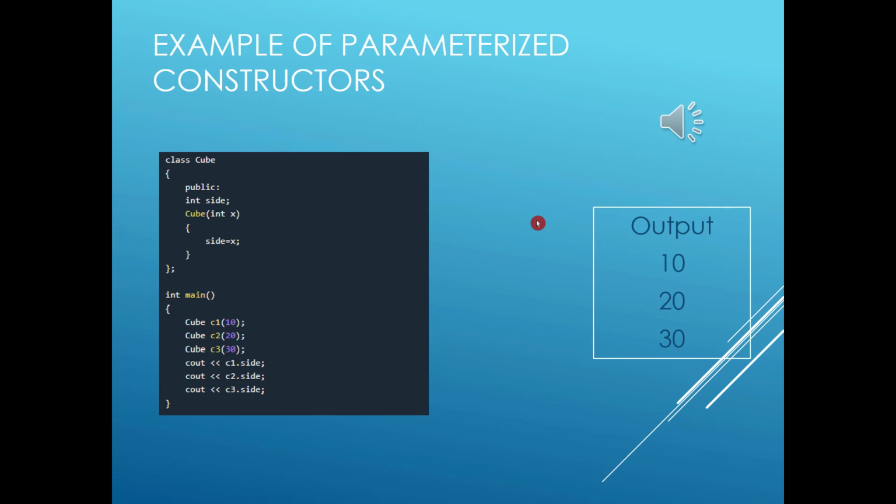so the object C1's side is equal to 10. Similarly in the case of C2 and C3. In the next line, cout C1.side, the output will be the side of C1, which is 10, and similarly the sides of C2 and C3 are printed. The output of the program is shown here.